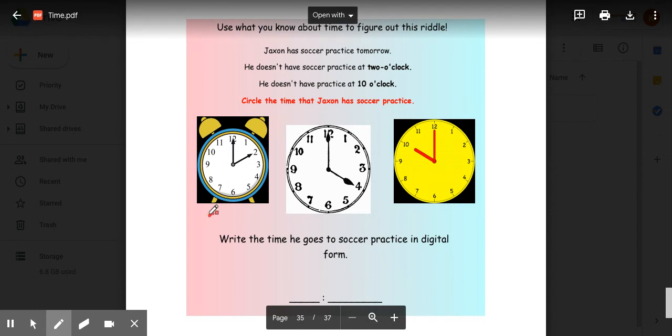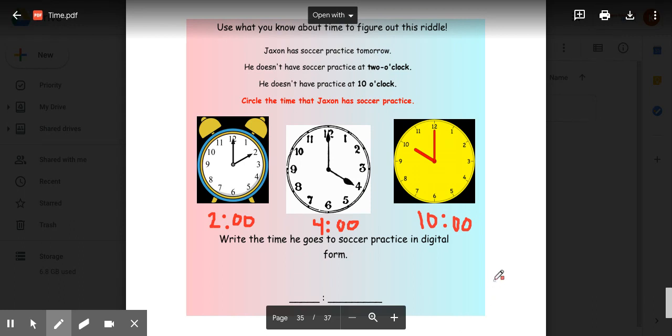So the first one, the hour hand is pointing to the 2, and the minute hand is at the top. So I know it is o'clock. The second one, the hour hand is pointing to the 4, and the minute hand is at the top. So I know it is o'clock. And the last one, the hour hand is pointing to the 10, and the minute hand is pointing to the top. So I know it is o'clock. Now let's do this together.